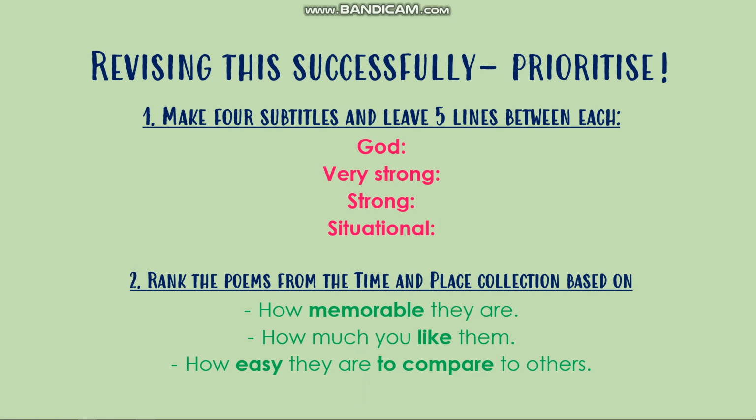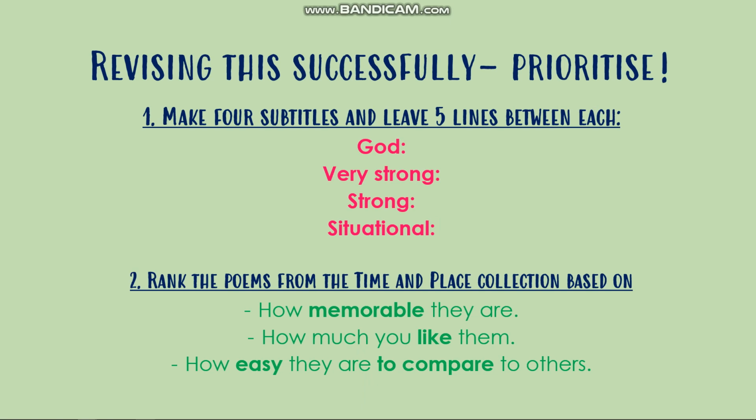So here's what I would suggest you do first of all. I would suggest you make something called a tier list. What this tier list does is prioritize the poems in your mind before you start revising. So what I'd ask you to do now, as part of your revision, is make 4 subtitles and leave 5 lines between each on a lined piece of paper, and label those God, very strong, strong, and situational, and I'll explain what you need to put in those.